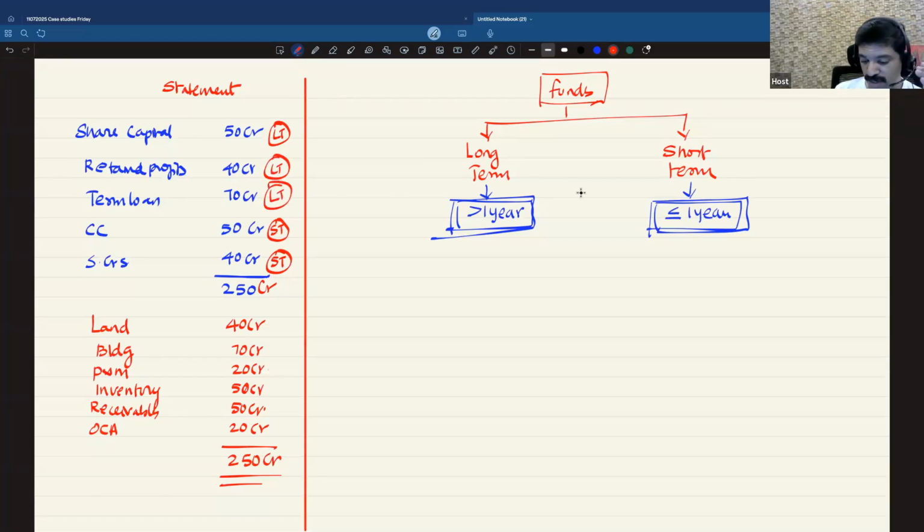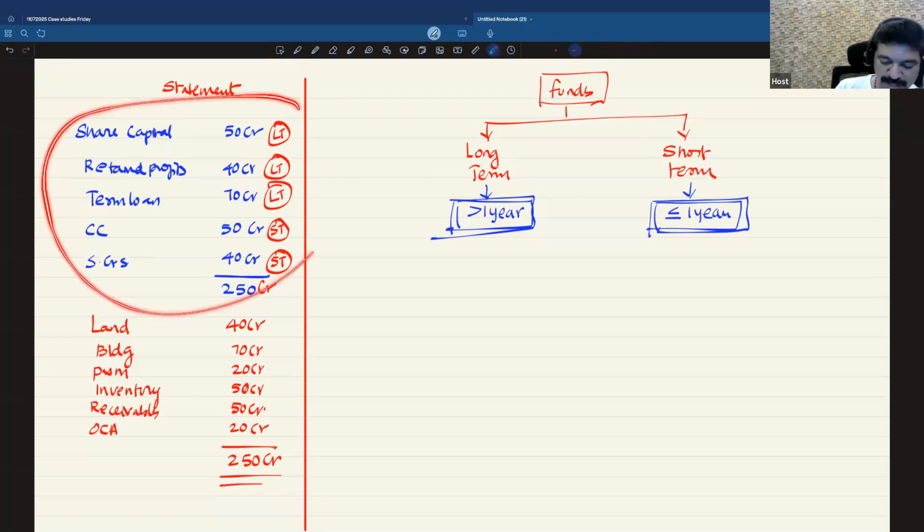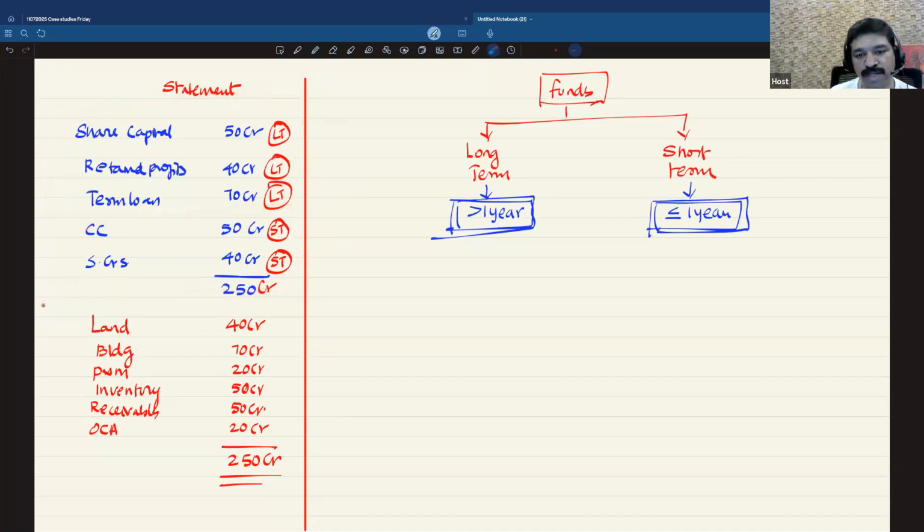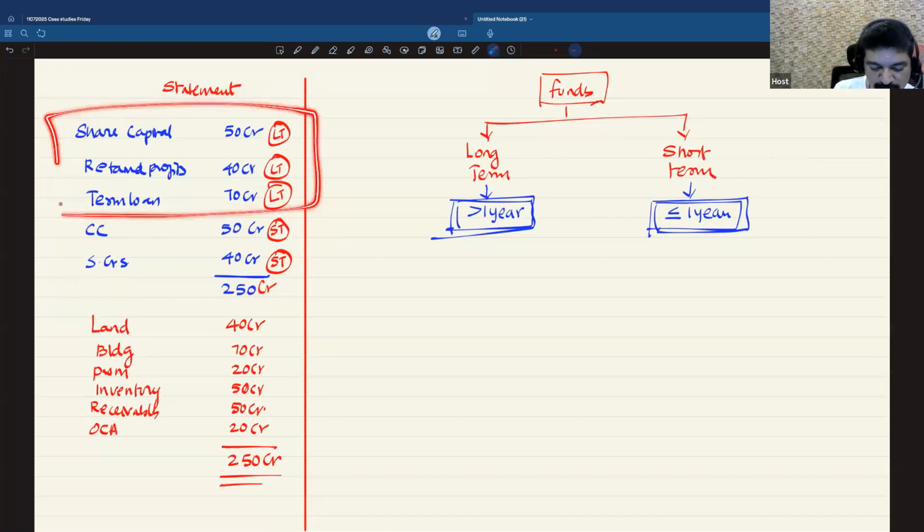Okay, now look what we have done. The statement we have prepared, where we had put all the eggs into a single basket, has now been divided into two baskets. One is long-term source of money. The other one is short-term source of money.